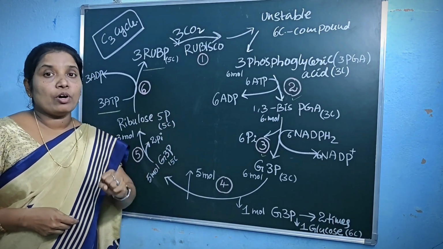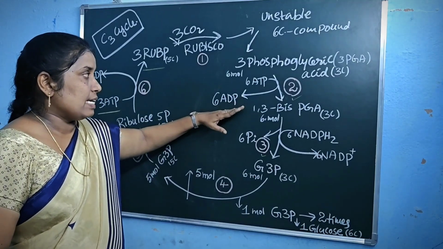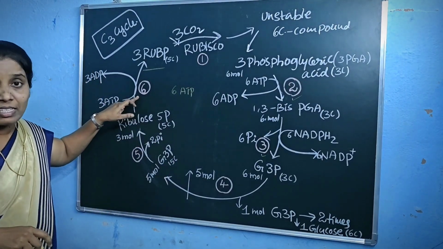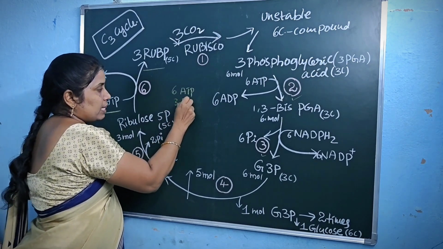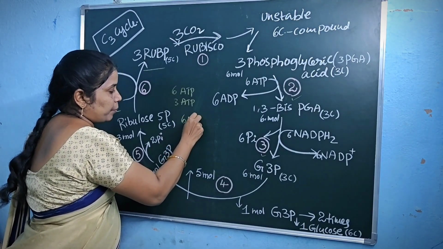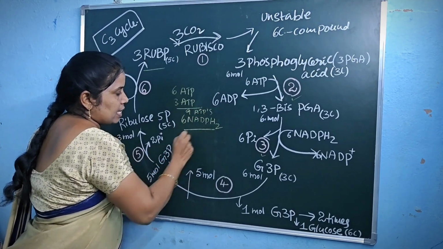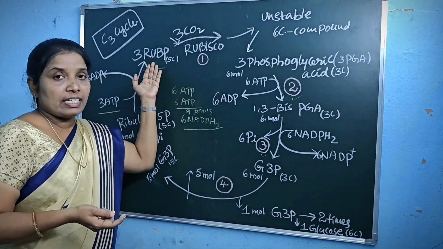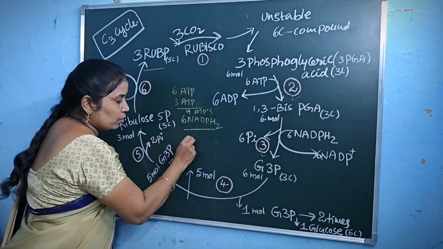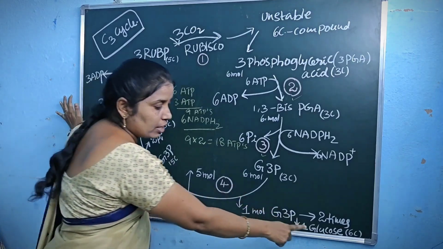Energetics is nothing but how many energy molecules are utilized in the dark reaction. In the phosphorylation step, 6 ATPs are utilized. In the regeneration reaction also, 3 ATPs are utilized. In the reduction step, 6 NADPH2 are utilized. So in total, 9 ATPs and 6 NADPH2 are utilized. We have taken 3 RuBP and 3 CO2 molecules, so the cycle has to occur 2 times. So 9 into 2, that is equal to 18 ATPs are required for the synthesis of 1 glucose molecule.